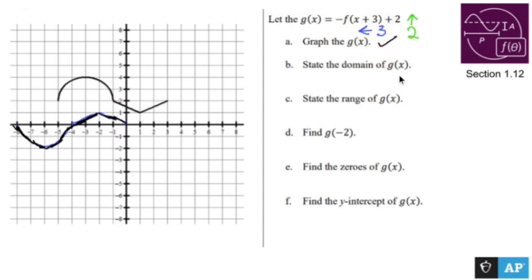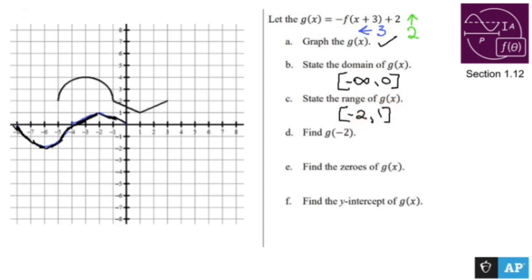State the domain of g of x. Well, g of x is going to be everything from negative 8 all the way to 0 and including. So we'll say negative 8 to 0 and including. State the range of g of x. It goes as low as negative 2 and peaks out at 1 and including. So we'll go from negative 2 to positive 1.